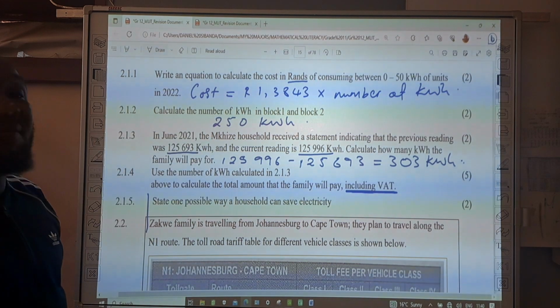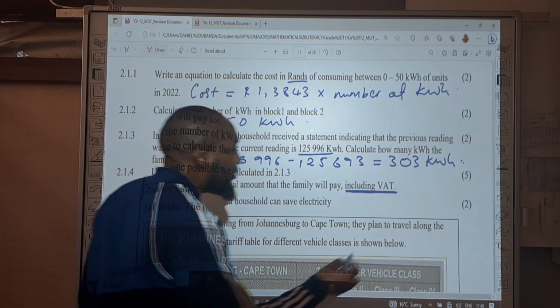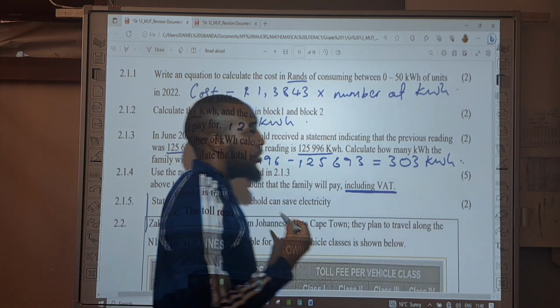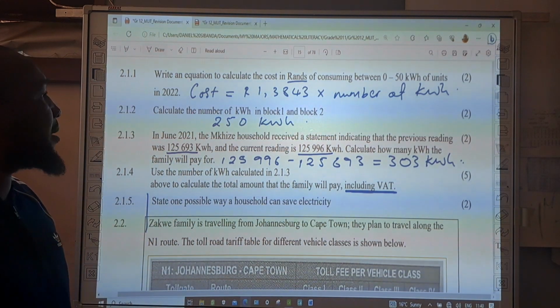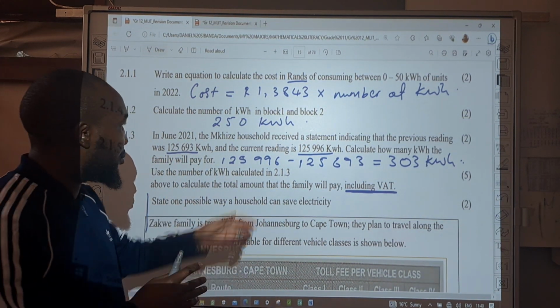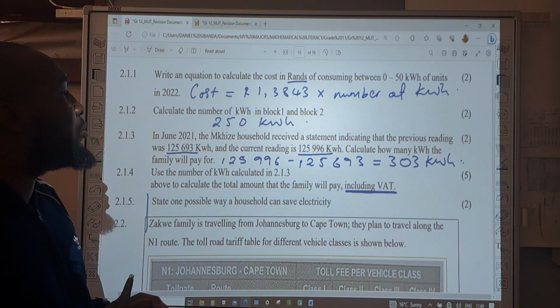Then I think this covers the tariffs. Specifically, these 5 marks are very easy to collect if you just distribute your used units properly.